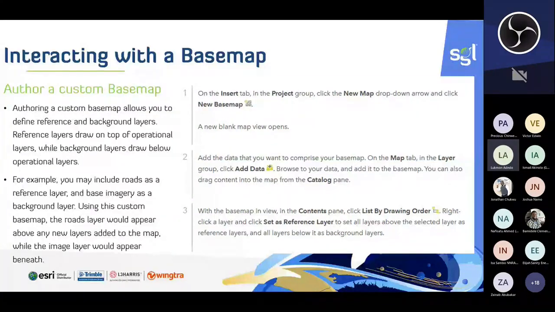Then the second step is to add the data you want. You have the data you want already. On the map tab in the layer group, you click the add data button. There's a yellow flag with a cross icon on it. If you click it, you browse to your data, then you add it to the base map. Like if you've already opened the new base map you want to customize, you go to the add data button, you bring your layer from the library where you saved it on your computer, and you bring it to the new blank base map you want to customize.